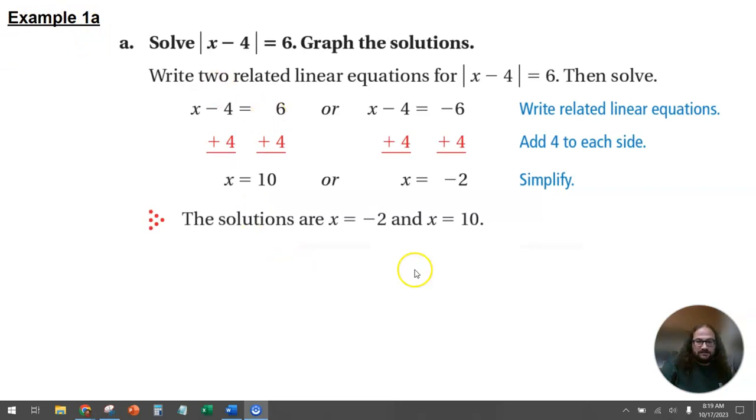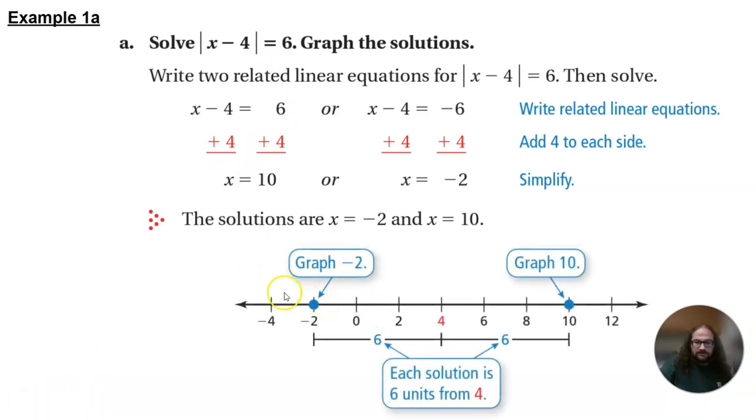Then you notice it says to graph the solutions. Since we only have a single variable x, we can only graph on a single number line. So the graph would look like this. You've got a number line, here's negative 2, you put a dot at negative 2, a dot at 10, and those are the two solutions. Notice that each solution here is 6 units away from 4. 4 is this number in the middle, and each solution is 6 units away.